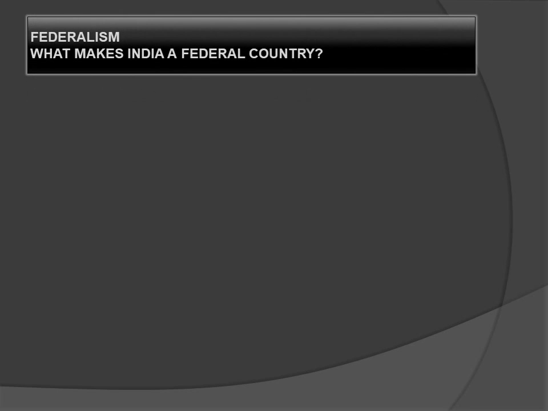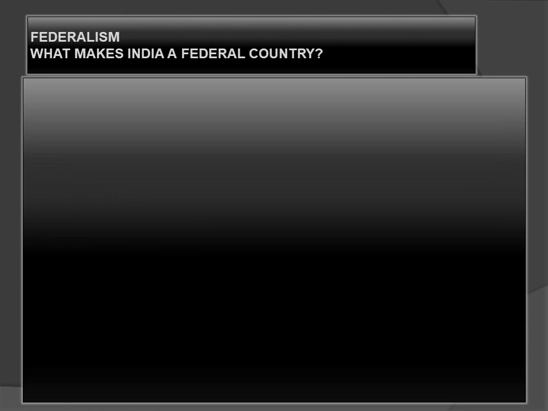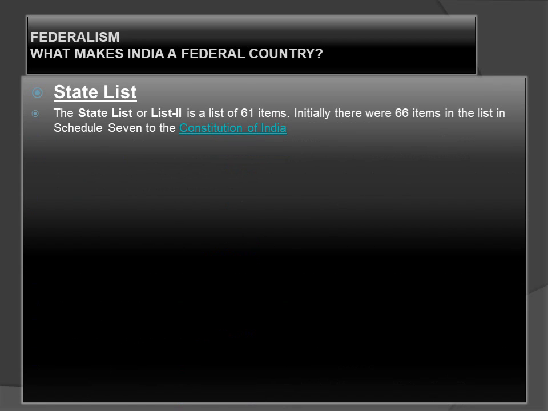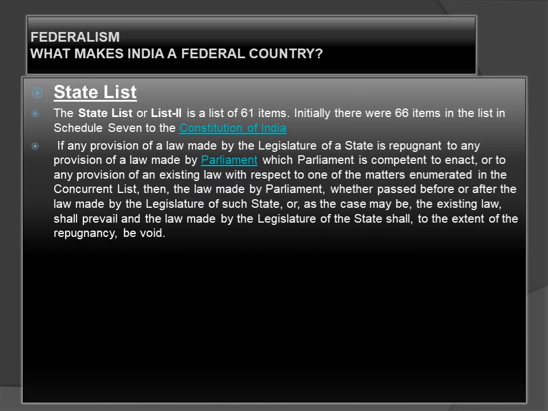So the next slide in this chapter will be the state list. What is the state list? The state list, or List 2, is a list of 61 items. Initially, there were 66 items in this list, in the 7th Schedule to the Constitution of India.